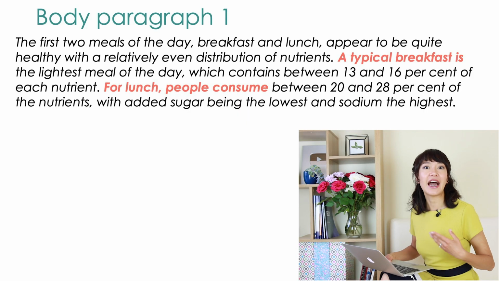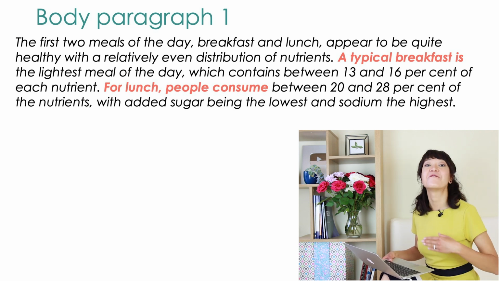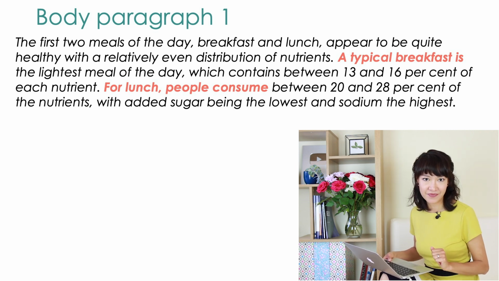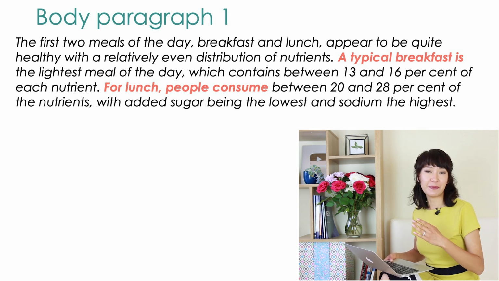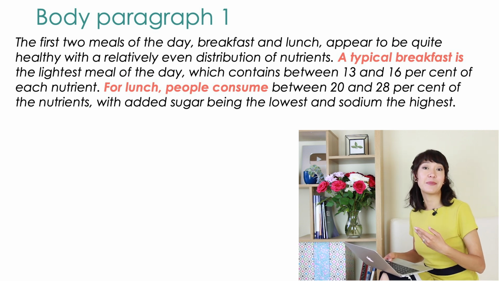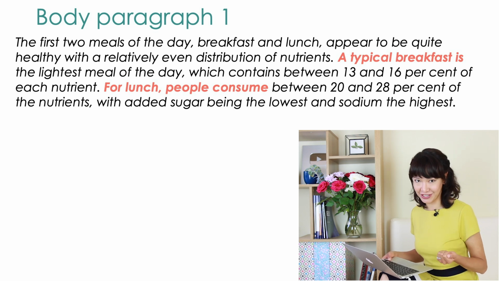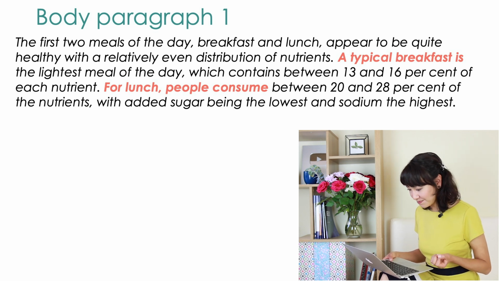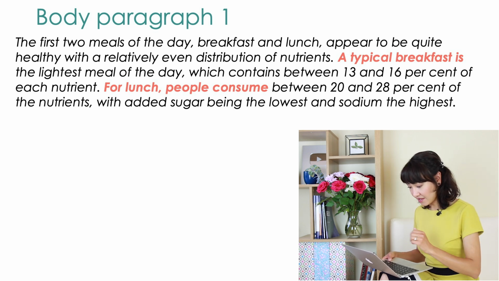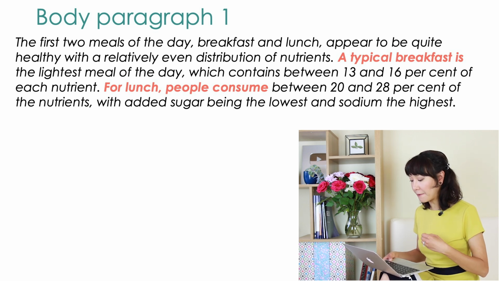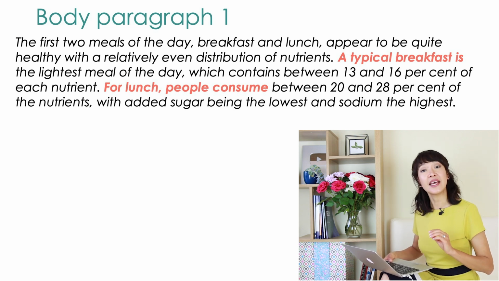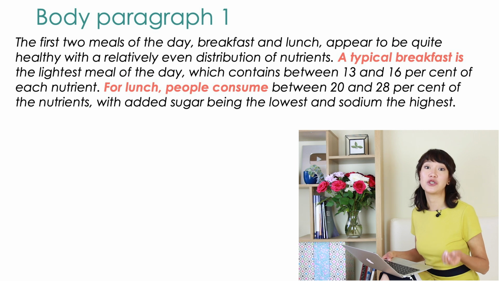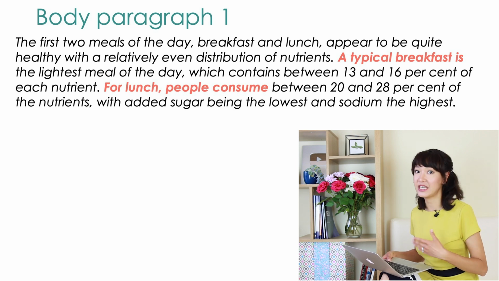In order to achieve a higher score for my grammar, I'm varying my sentence structures. If you have a look at the second and third sentences, one is about breakfast, the second one is about lunch, but sentence structures are different. In the first one, I said, a typical breakfast is, and in the last one, for lunch, people consume. You see, these are different structures. And then I added some extra information to both of those sentences, but in a different way.